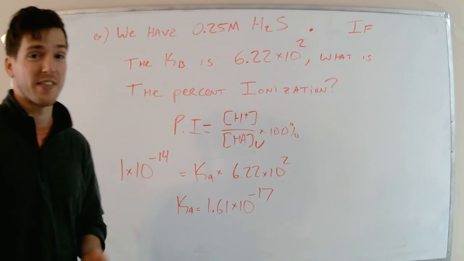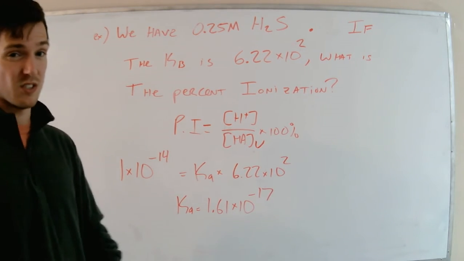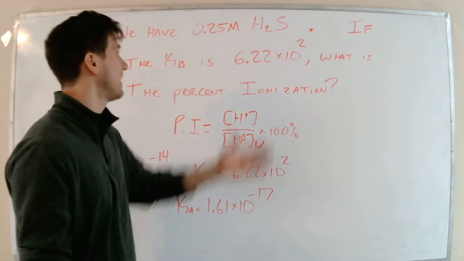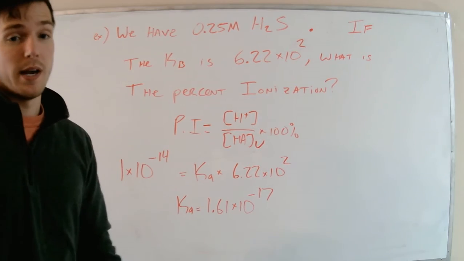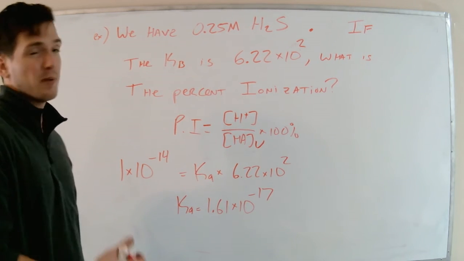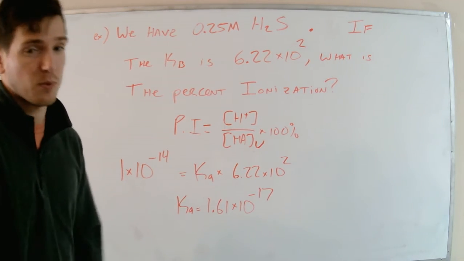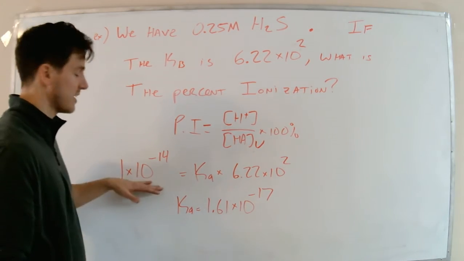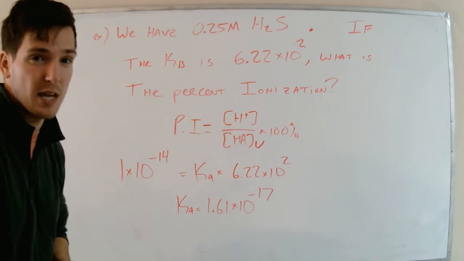So just be aware that they might do that to you. I don't see it too often, but they might do something where they give you Kb and they want you to get Ka because they gave you an acid. So be aware of that. Just know how to make those conversions, right? You know how to go from pH to pOH to OH to H+. You should be able, no problem, to go from Kb to Ka by using that Kw equals Ka times Kb equation.